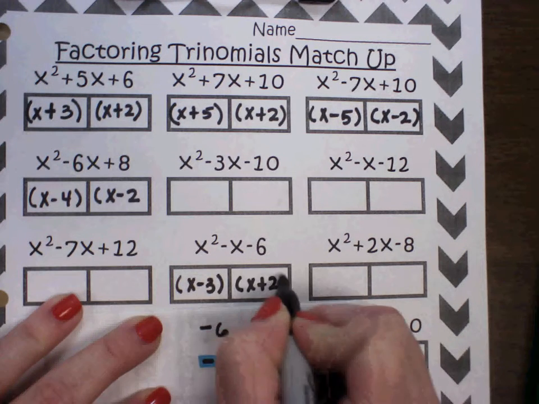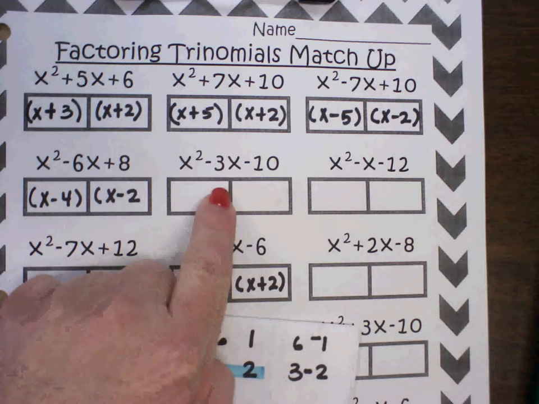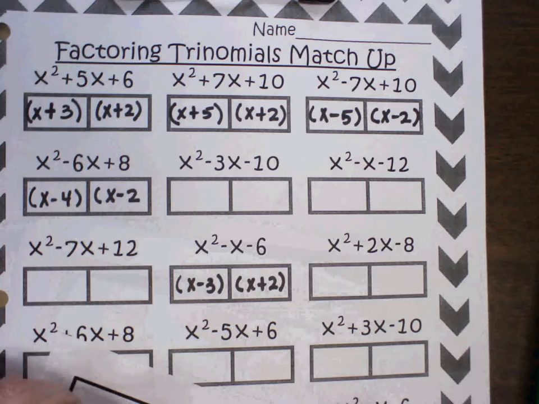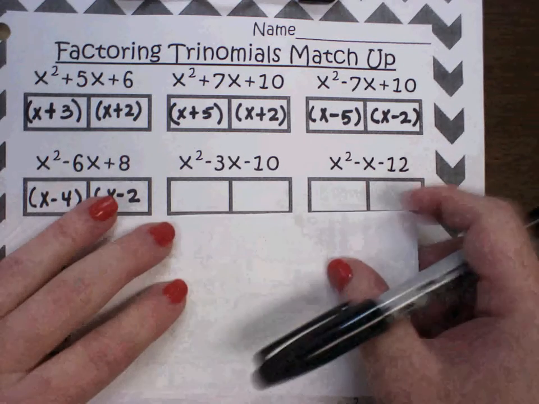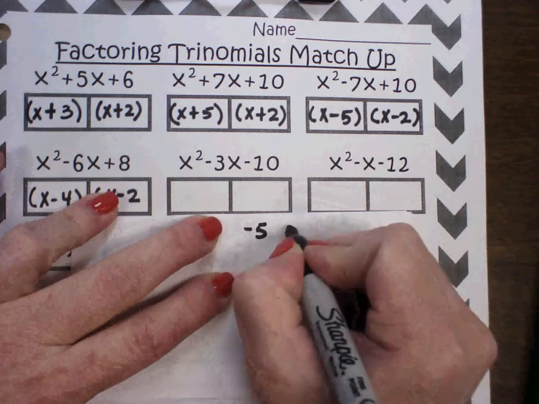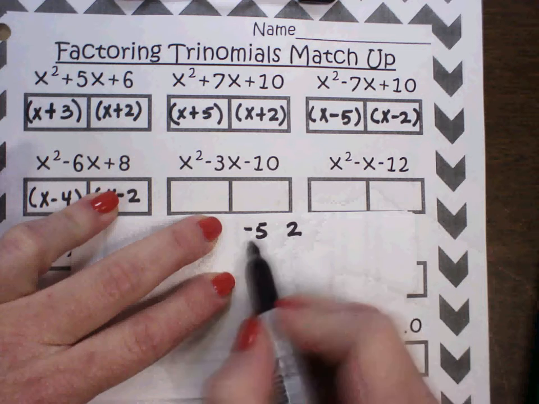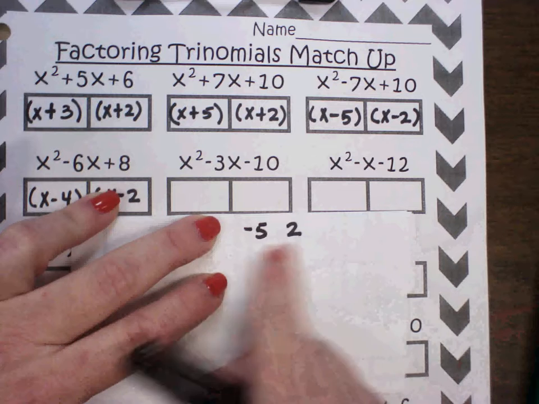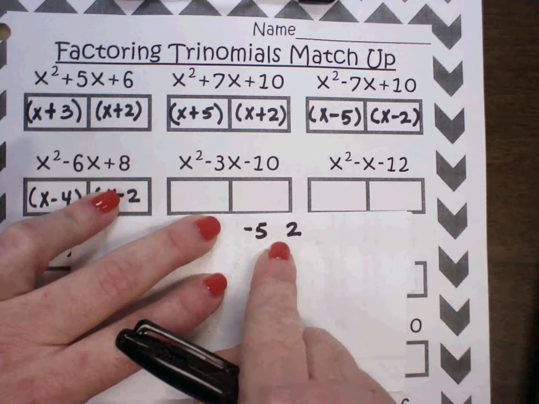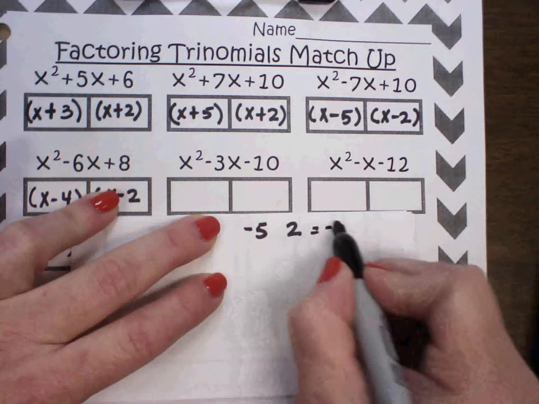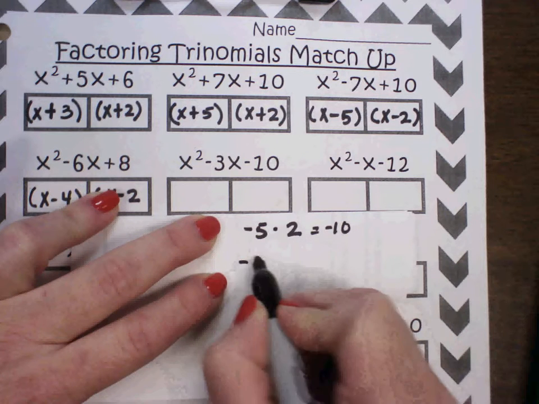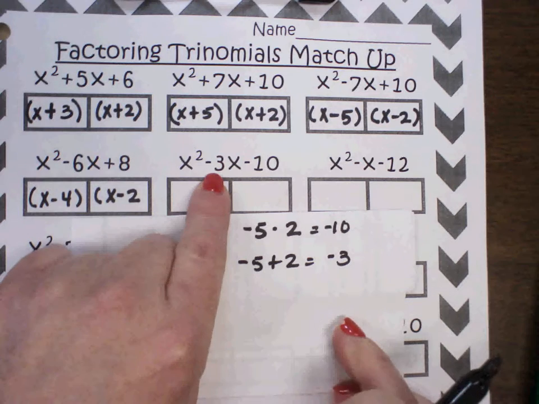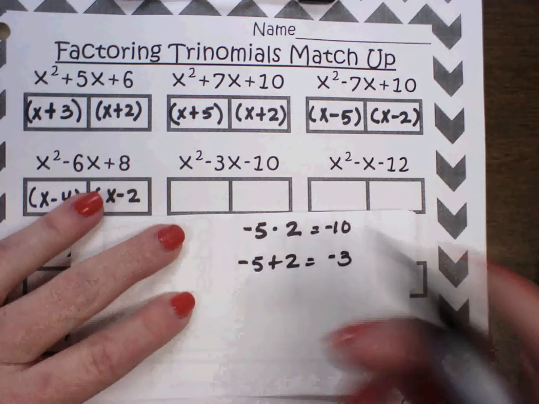All right. It needs to multiply to -10. Very good. And it needs to add up to -3. That's -10 when you multiply them, and when you add them, it is -3. Yes? So what are my parentheses? There you go.